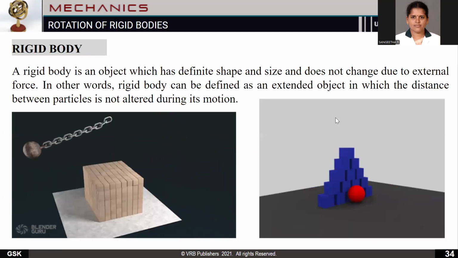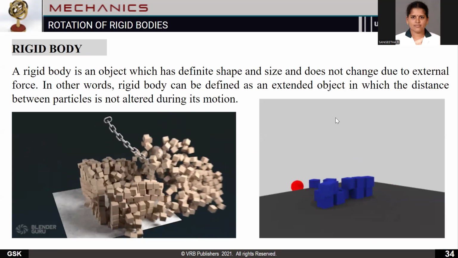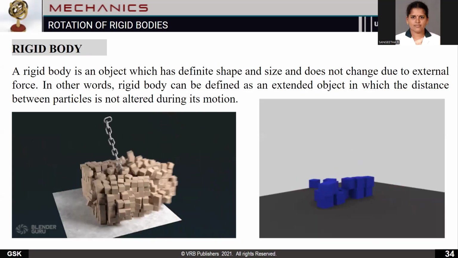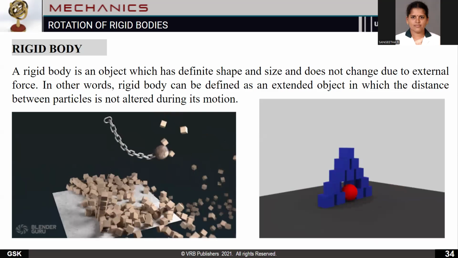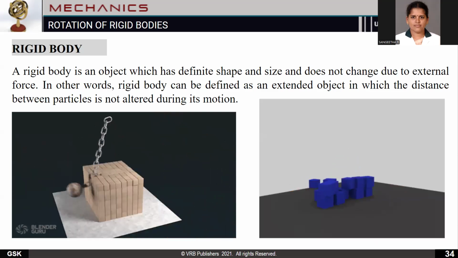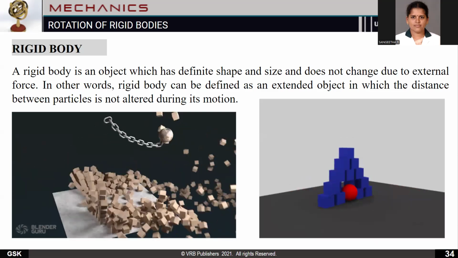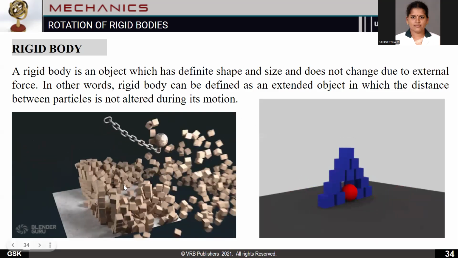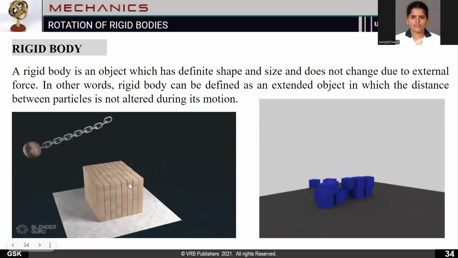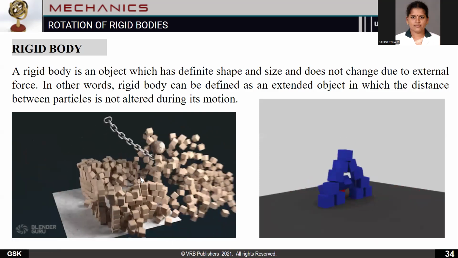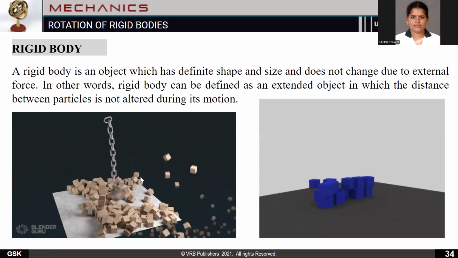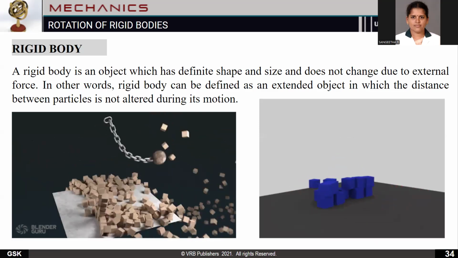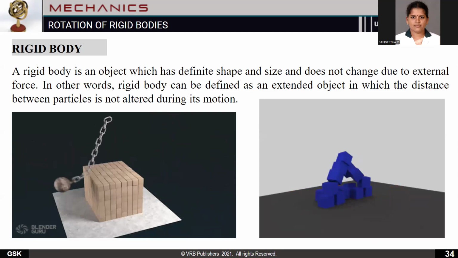Now we can see about a rigid body. What is a rigid body? A rigid body is an object which has a definite shape and size that does not change due to any external force. Even when an external force is applied, the shape will not change. For example, if we take a block, a number of blocks are stacked at a particular point. When a force is applied to it, its shape is not affected by the force.